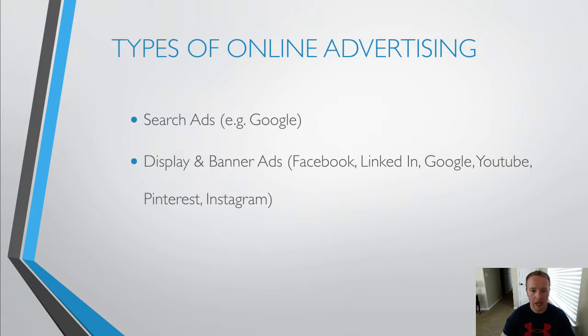And then there are display and banner ads. So display and banner ads are really those types of ads like I showed you on the Amazon screenshot where I got an advert from Sony that popped up with a big TV on it. So that is a banner advert or a display network advert. That's the way it works. Facebook, LinkedIn, Google, YouTube, Pinterest, Instagram all do that type of advert.